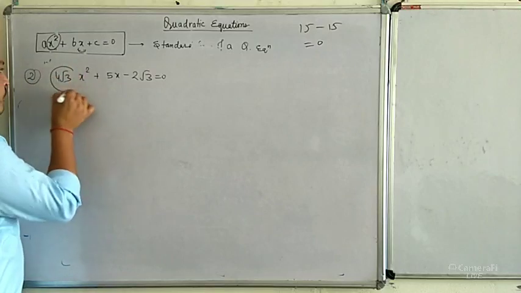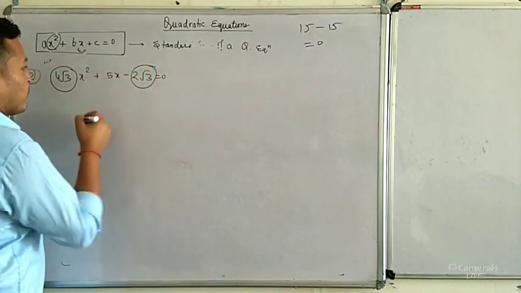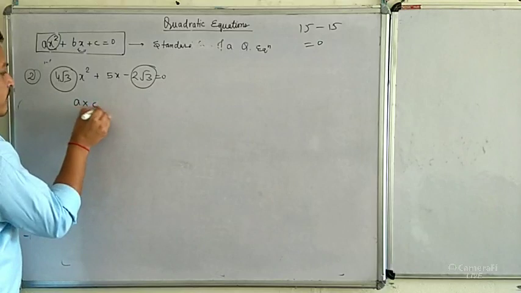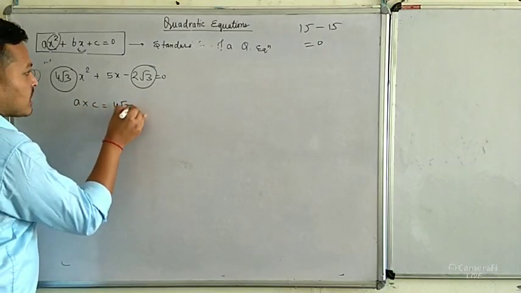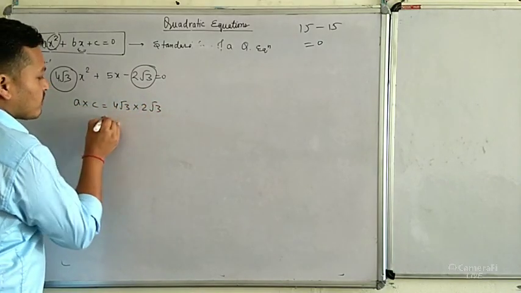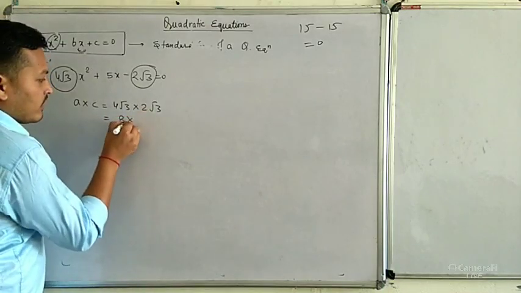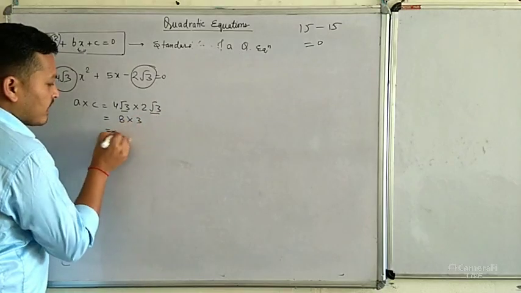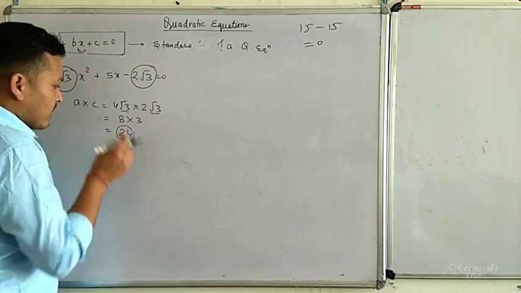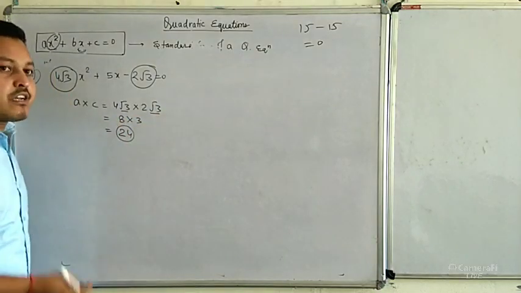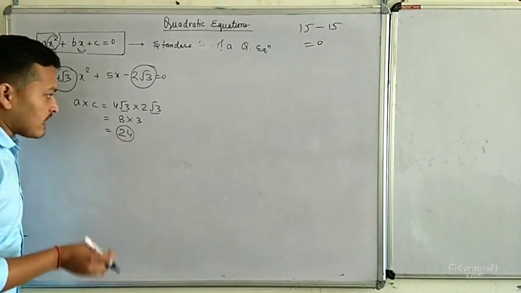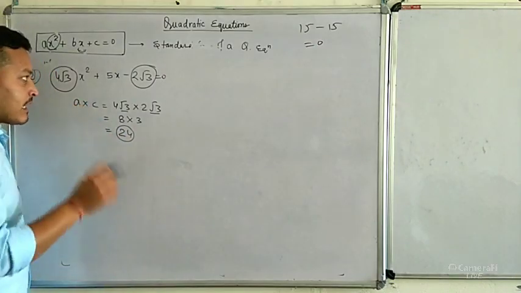First find the product of a and c. So what is the product of a and c? a multiplied by c is equal to 4 under root 3 into 2 under root 3. So 4 times 2 is 8, and under root 3 times under root 3 is 3, so 8 times 3 is 24. Now find the factors of 24 in such a way that the subtraction or the addition of the factors is equal to this 5x, that is, equal to 5.